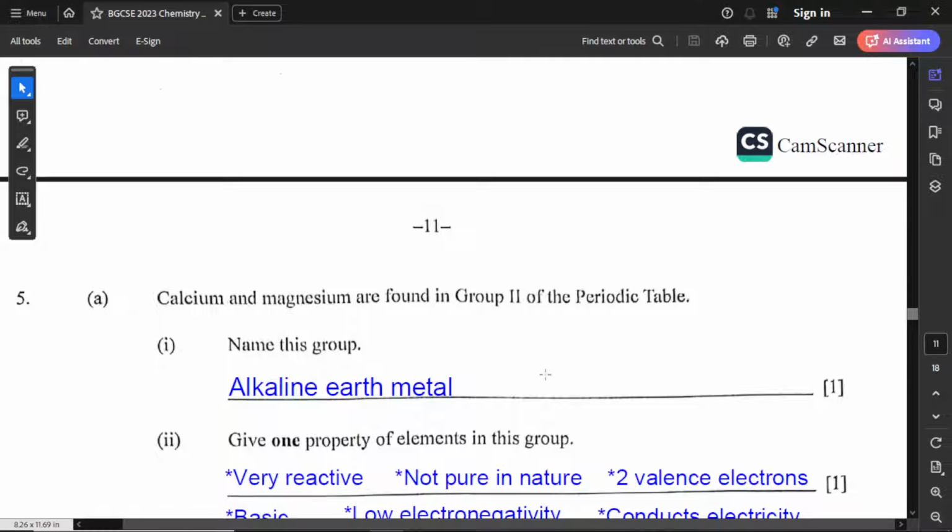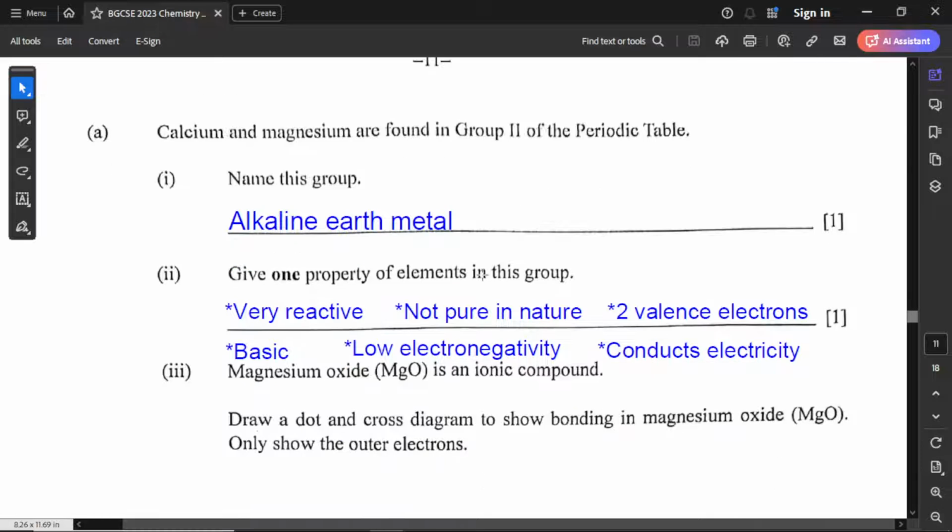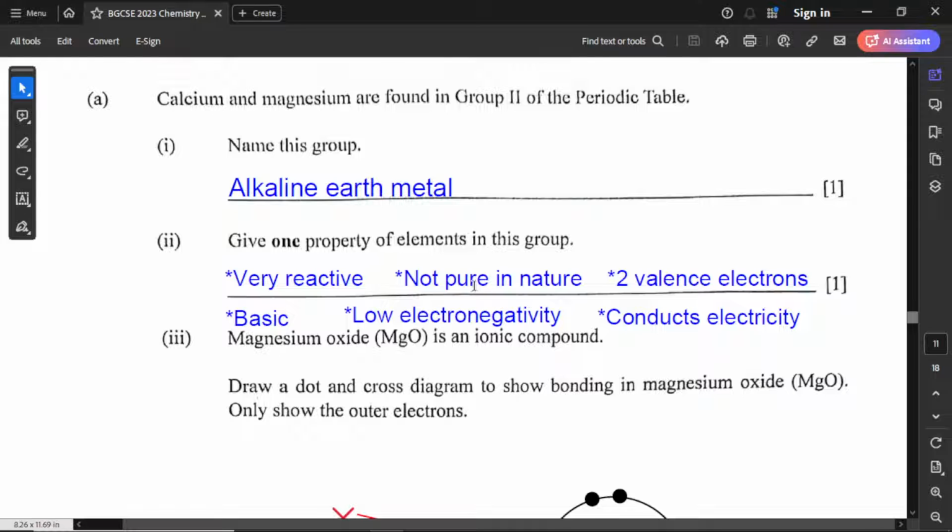All right, for number 5, calcium and magnesium are found in group 2 of the periodic table. Name this group, and that is group 2, alkaline earth metals, and group 1 is alkali metals. All right, so those are 2 different things. Notice the difference between group 1, alkali metals, and alkaline earth metals. All right, and so for part 2 is to give one property of elements in this group.